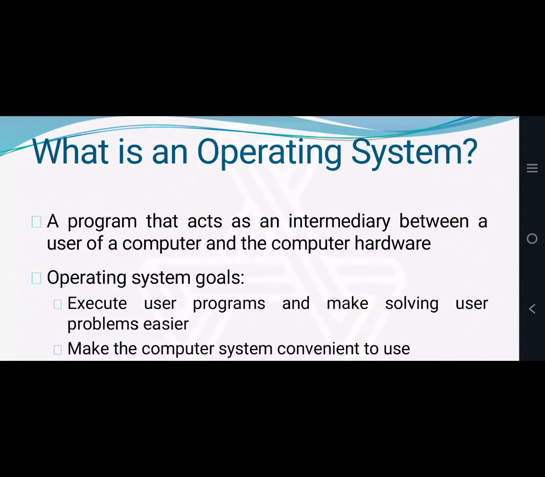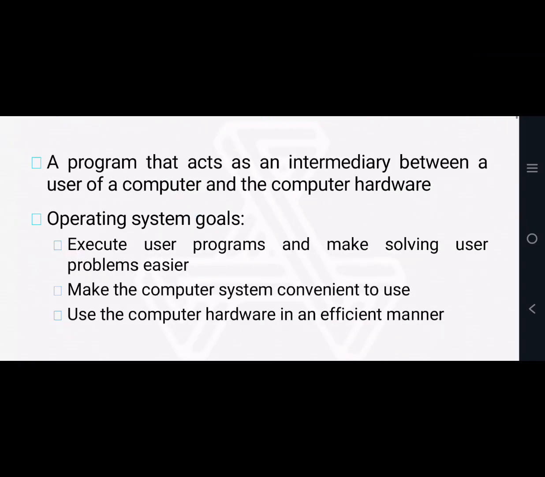What is an operating system? A program that acts as an intermediary between a user of a computer and the computer hardware. Operating system goals: execute user programs and make solving problems easier. Make the computer system convenient to use. Use the computer hardware in an efficient manner.